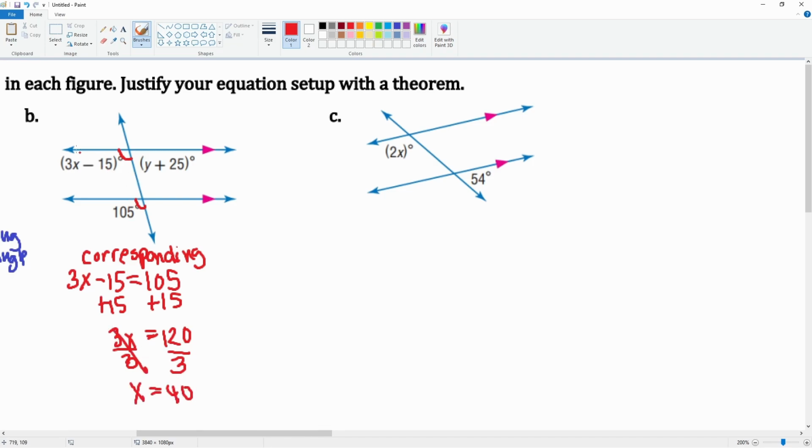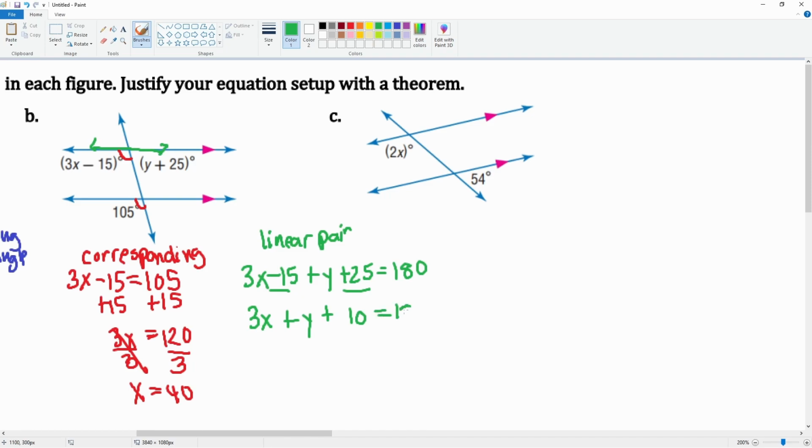This cancels. All right. Then we know that right here, these two angles add up to 180 because of linear pair. So it's 3x minus 15 plus y plus 25 is equal to 180. These are like terms, so these can combine. This makes 10, right? 25 minus 15 should be 10, correct. Bring down 3x, bring down the y, is equal to 180.